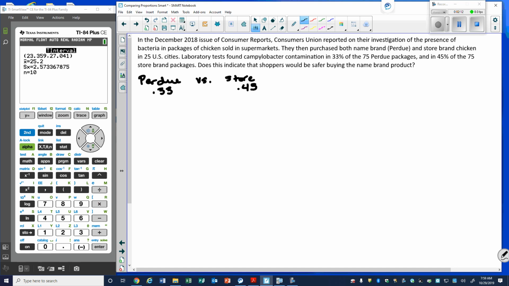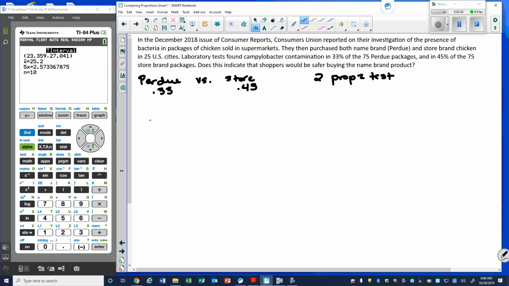So what we need to do is run a test, because we are looking at two completely separate samples and also looking at percentage results for each sample. We're going to be running what's called a two proportion z-test.